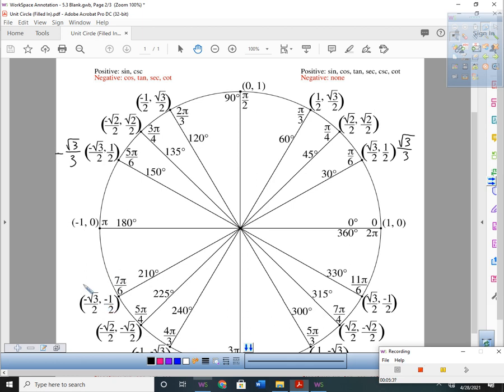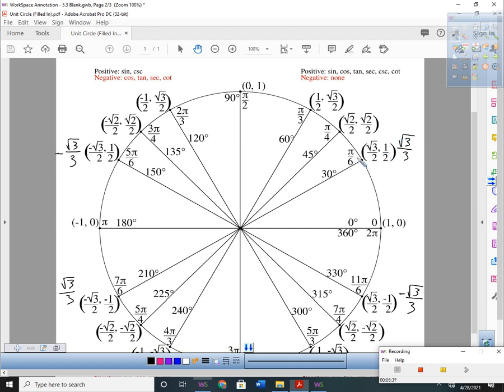All right, this one would be square root of 3 over 3, and then this one is negative square root of 3 over 3. Those are my tangent values, right? So actually, all four of these angles have a tangent value of either square root of 3 over 3 or negative square root of 3 over 3. So here's the deal.